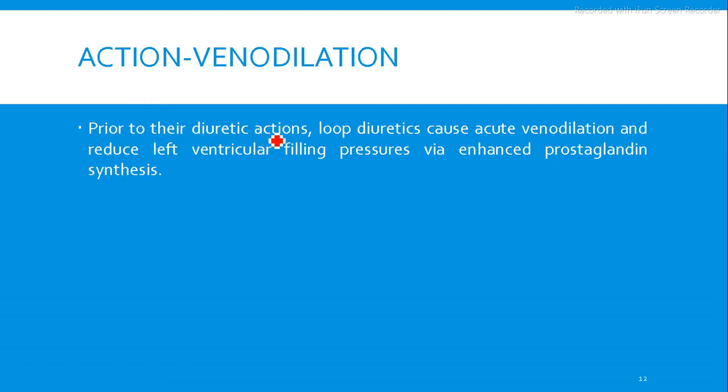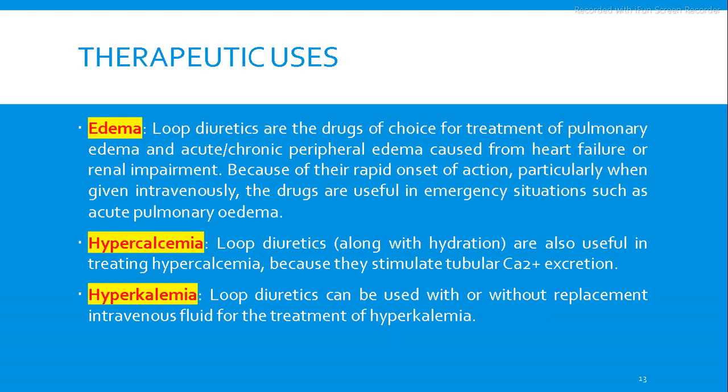So prior to the diuretic action, these loop diuretics cause acute venodilation, and they reduce left ventricular filling pressure via enhanced prostaglandin synthesis. Okay, so next is therapeutic uses. It is used in the treatment of edema. So what is edema? Edema is excessive accumulation of fluid inside the body. So when we give the loop diuretics, it causes loss in body weight. That is because of the accumulation of the excess fluid in the body.